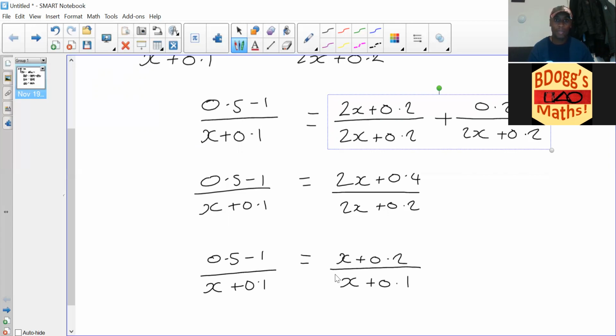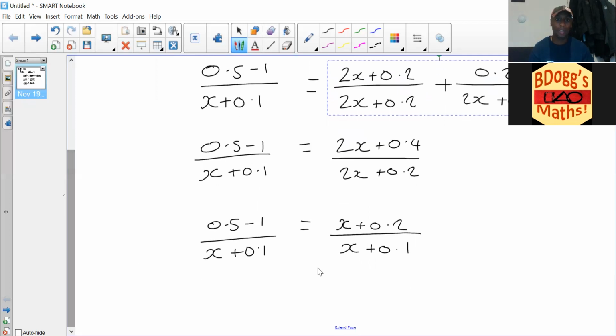Now with the bottom fractions being the same, the bottom number being the same, I'm dividing, then really the tops are also going to be equal if the equation is equal. So that would tell me that 0.5 take away 1 equals x plus 0.2. Well, I didn't realize that was going to happen that way.